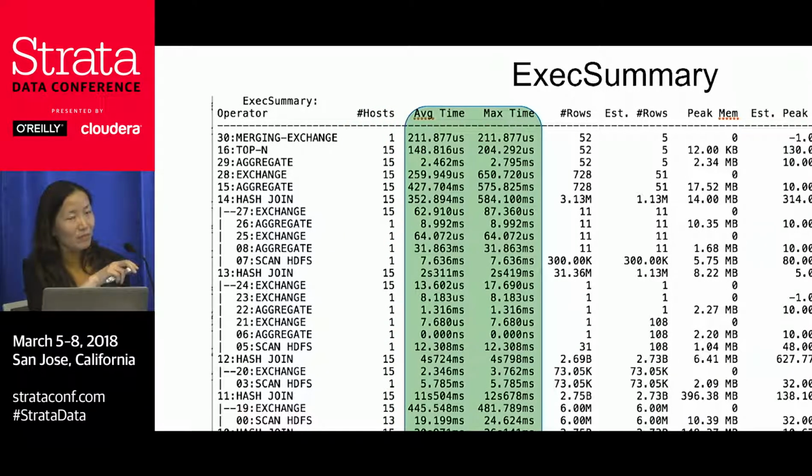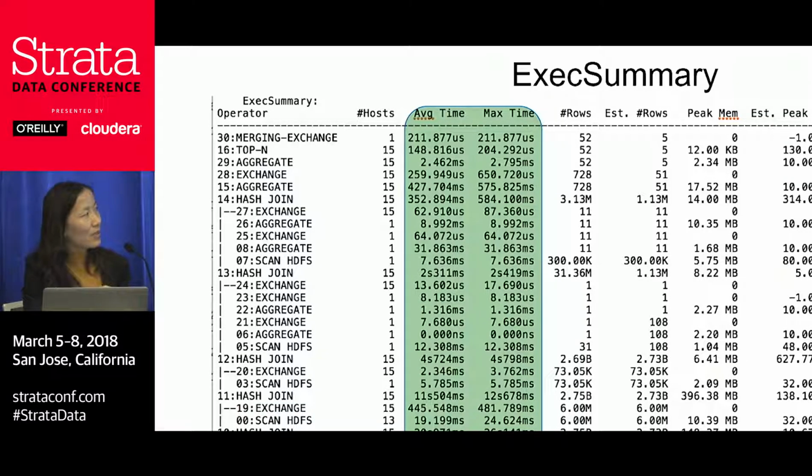Next, the two columns together are average time and max time. Average time is the average of all the fragment instances or all the operators, how much time it takes. And the max is the slowest one. So this tells you first if any operator is a bottleneck. If you compare the operators to see which one takes the longest time, that's possibly your bottleneck.